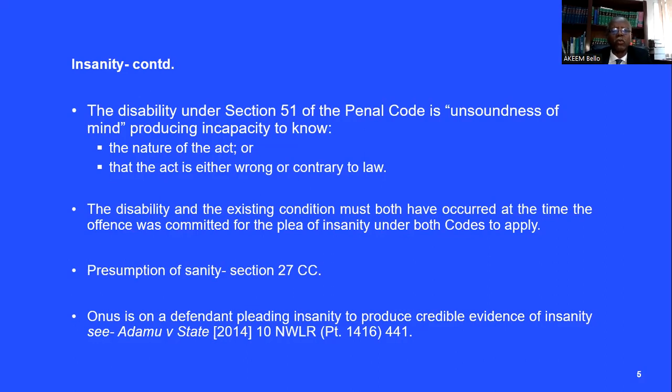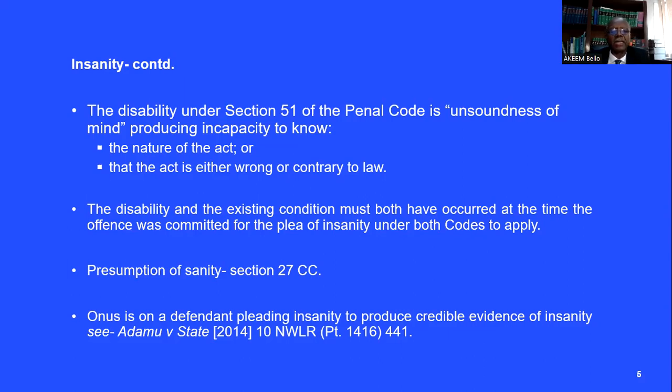And then, as a general rule, we also need to know that Section 27 of the Criminal Code provides for a presumption of sanity. The law is that a person is presumed to be sane at all times, and particularly at the time when an offense was committed. So if the defendant is saying that he was suffering from insanity at the time the offense was committed, in order to displace this presumption of sanity, the onus is on the defendant pleading insanity to produce credible evidence of insanity. Now, this is one of the exceptions under the law, where the law puts a burden on the defendant to introduce evidence to support a plea that the defendant is relying upon.